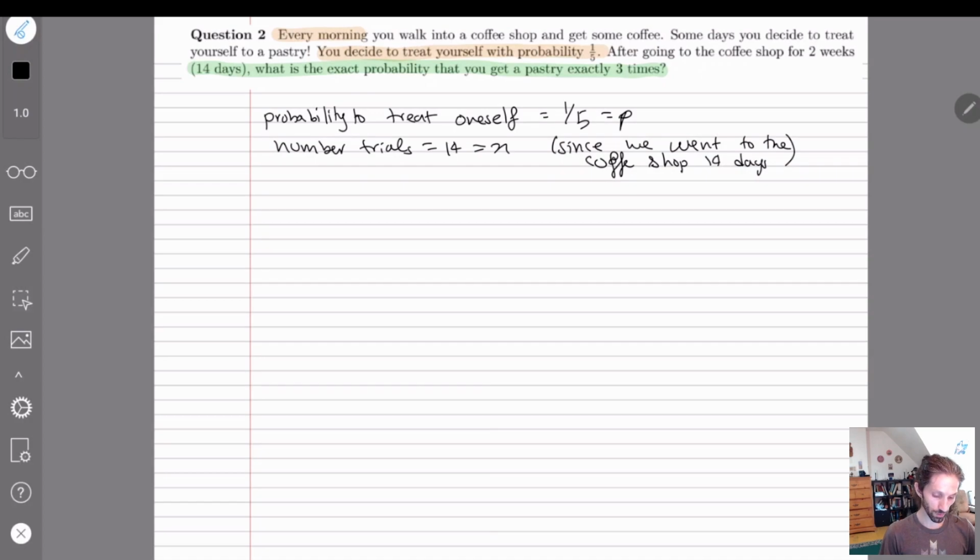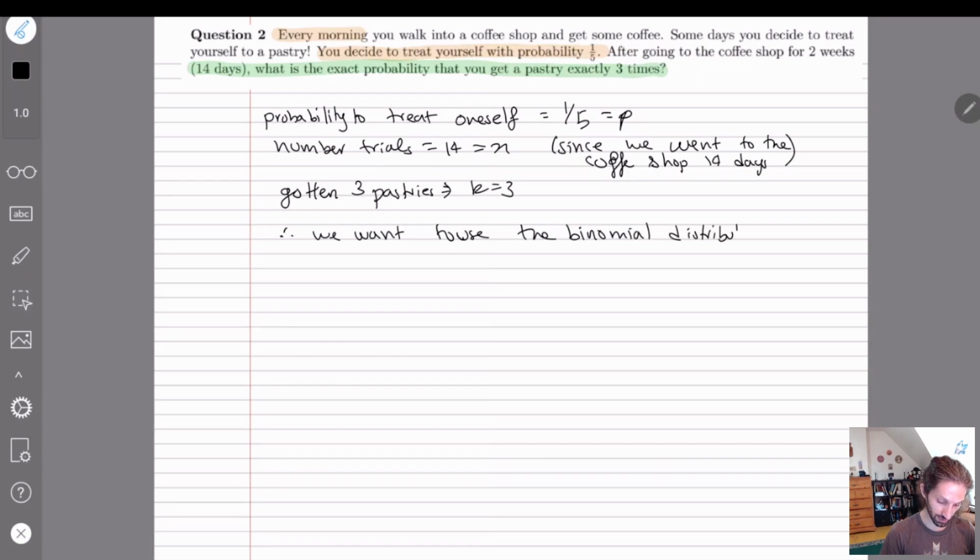And then we need to know the probability that it happened exactly 3 times. So the event of having gotten 3 pastries implies k is equal to 3. Therefore we want to use the binomial distribution, right? Because we want the exact probability, so we're going to use the binomial distribution.